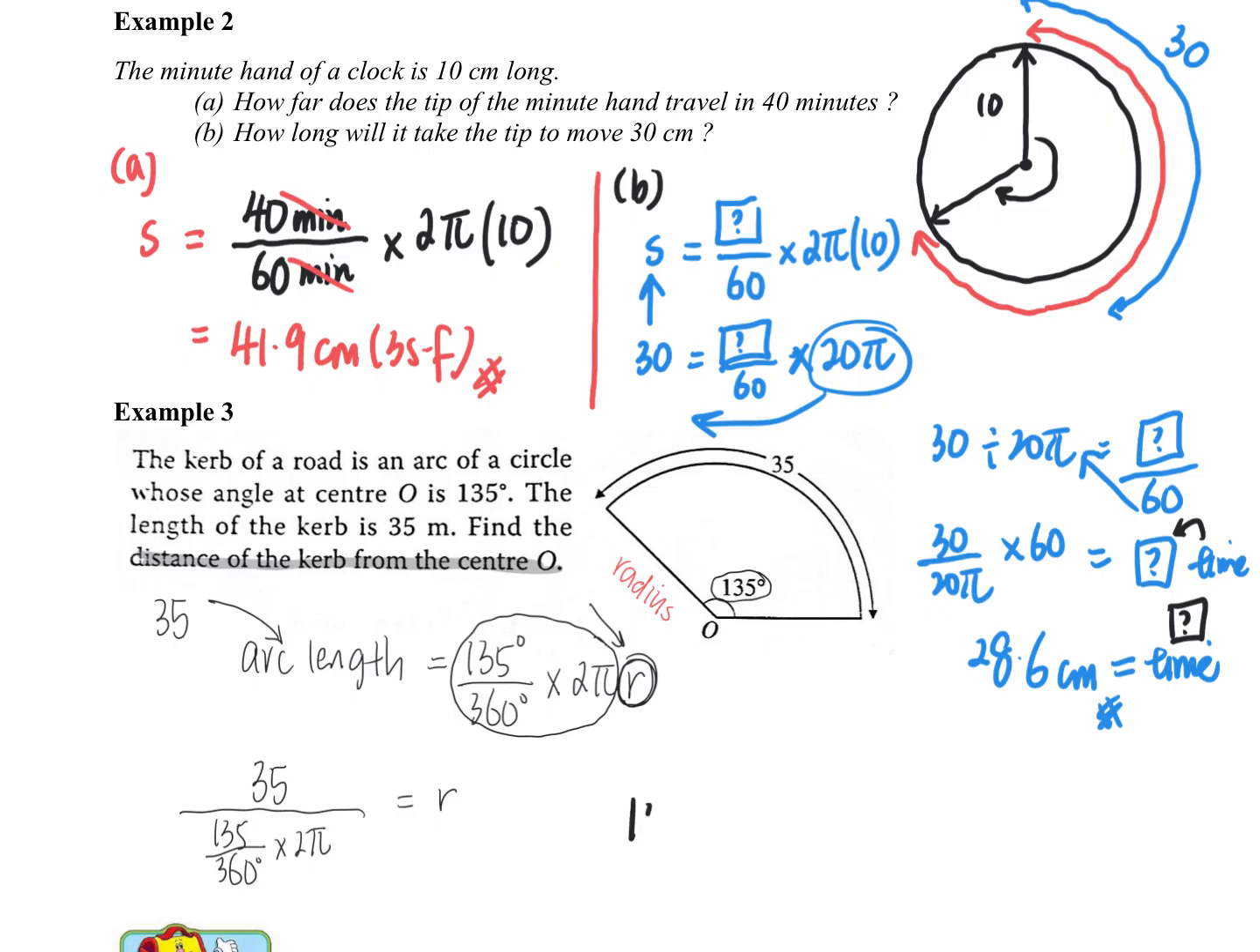$14.8 or 14.9. Okay. 3SF. Okay, so just like that, just make sure.